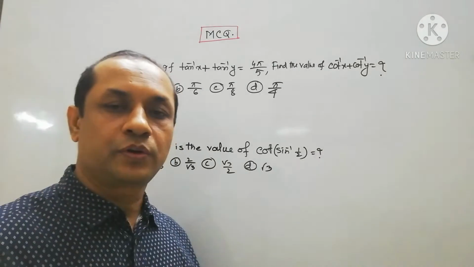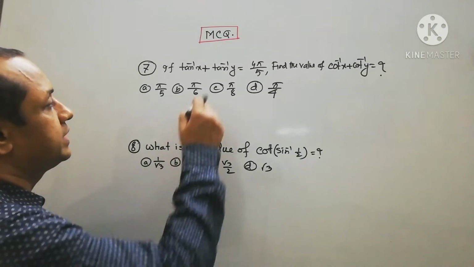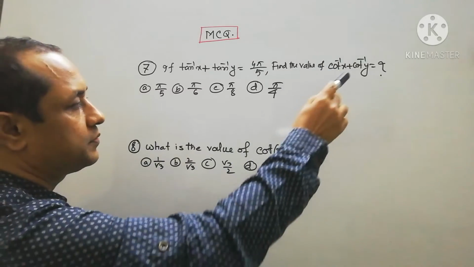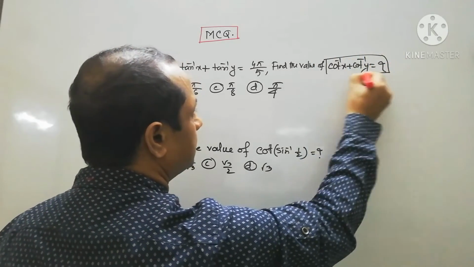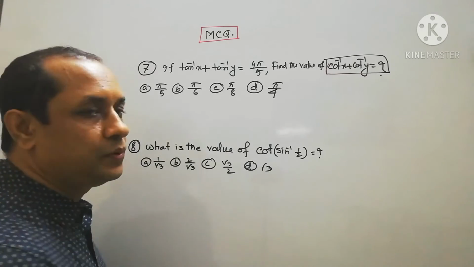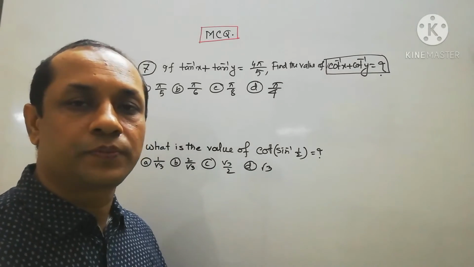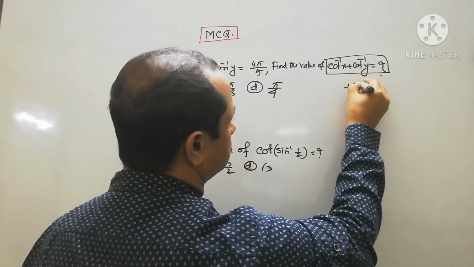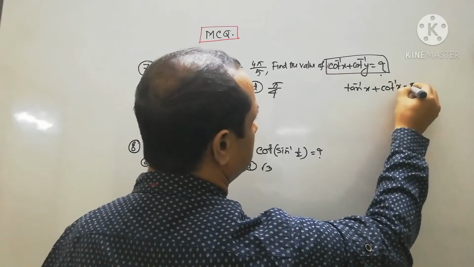So student, question number 7. If tan inverse x plus tan inverse y equals 4 pi by 5, find the value of cot inverse x plus cot inverse y. We know that tan inverse x plus cot inverse x equals pi by 2. This is the formula.